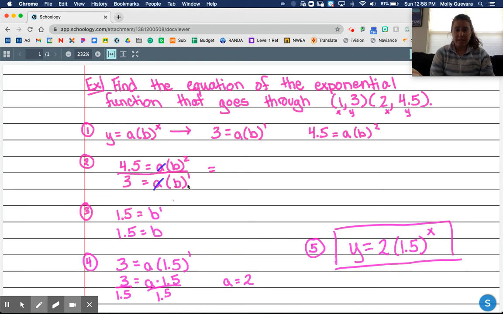We're just treating this as a fraction, right? 4.5 divided by 3 was 1.5. The a's get to cancel because a over a is 1. And then b squared over b is just b to the 1, and then I was able to solve. So hopefully that makes sense. If not, just make sure that you reach out and let me know.